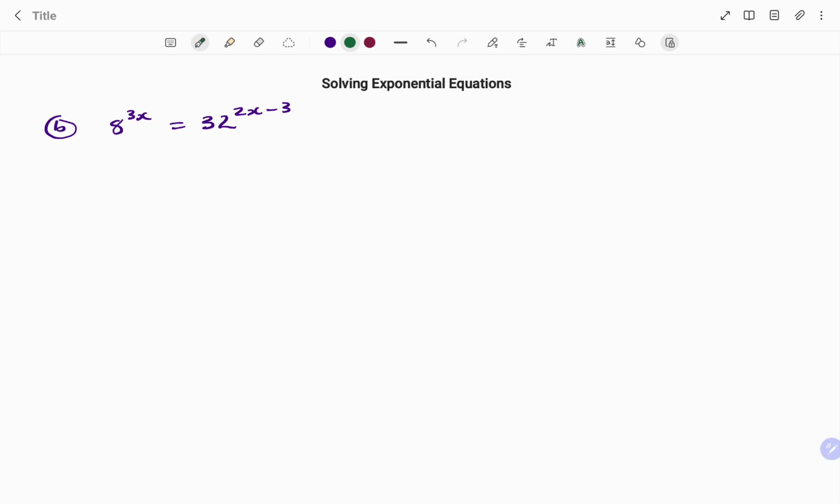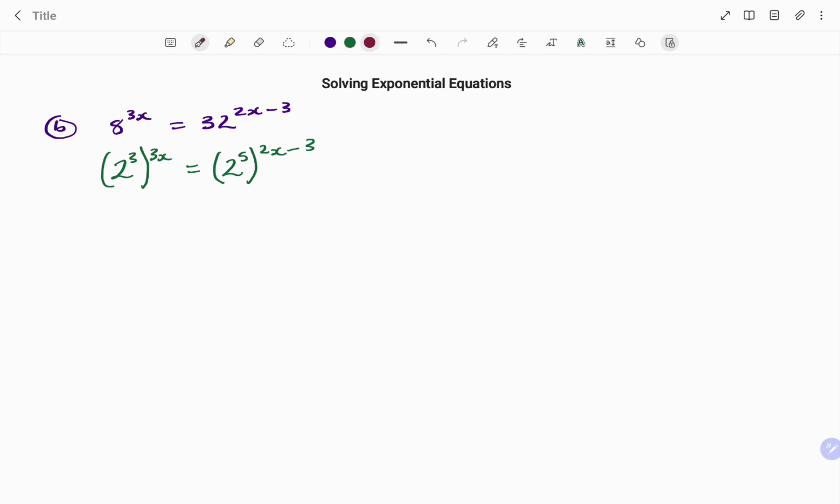In the next example, we have 8 to the power of 3x equals 32 to the power of 2x minus 3. To change to the same base, we have 8 changing to 2 to the power of 3, because 2 times 2 times 2 will give us 8. And then we are raising this to the power of 3x as shown. To change 32 to the base of 2, we have that as 2 to the power of 5, all raised to the power of 2x minus 3.